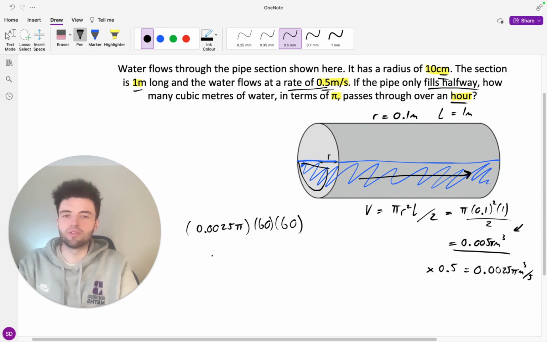And this is going to give us the amount of water passing through each hour. So when we simplify this, we're going to get an answer of 9 pi meters cubed per hour. So that is the amount of water passing through each hour, and so that is going to be it for this question.